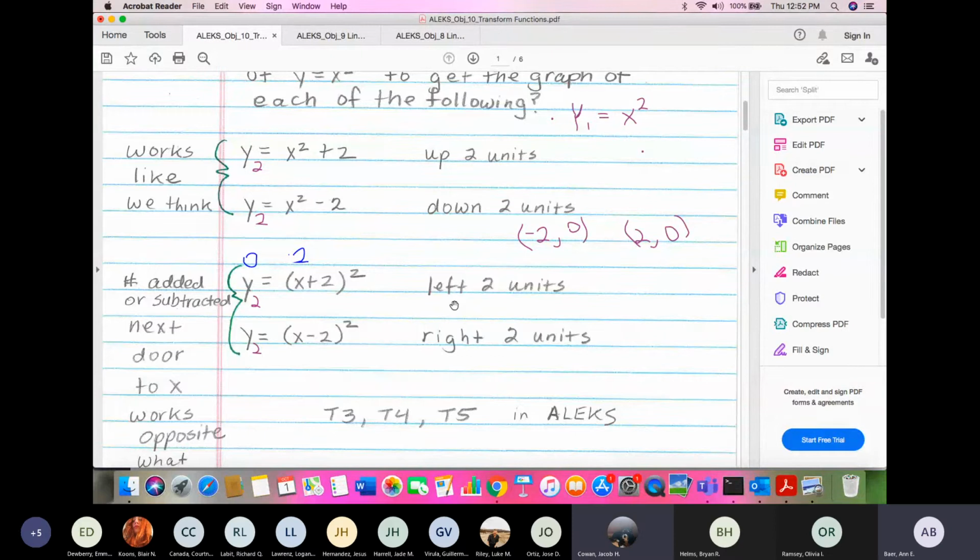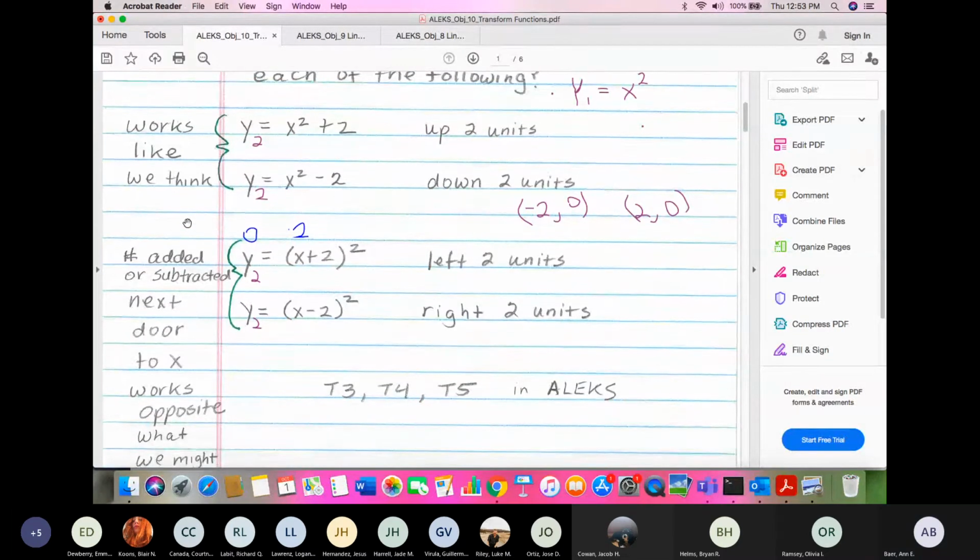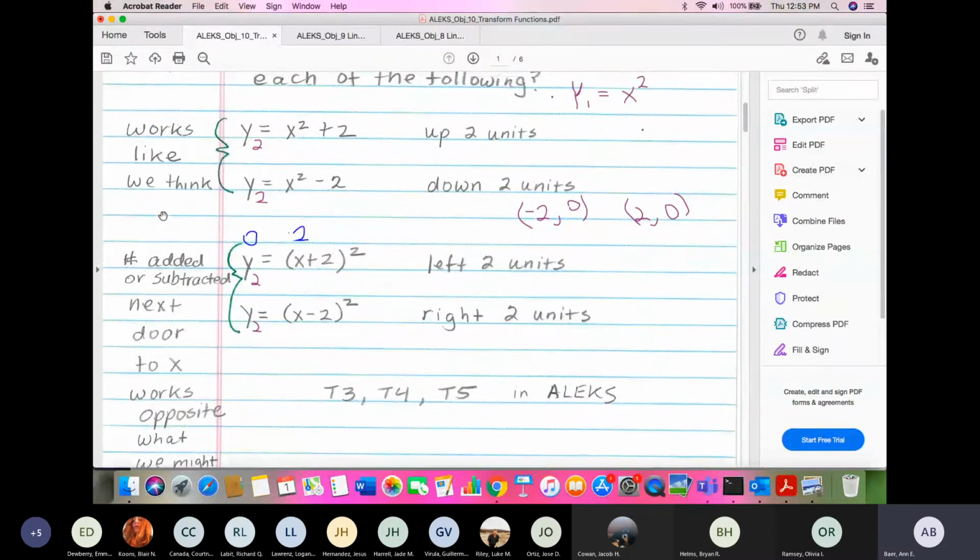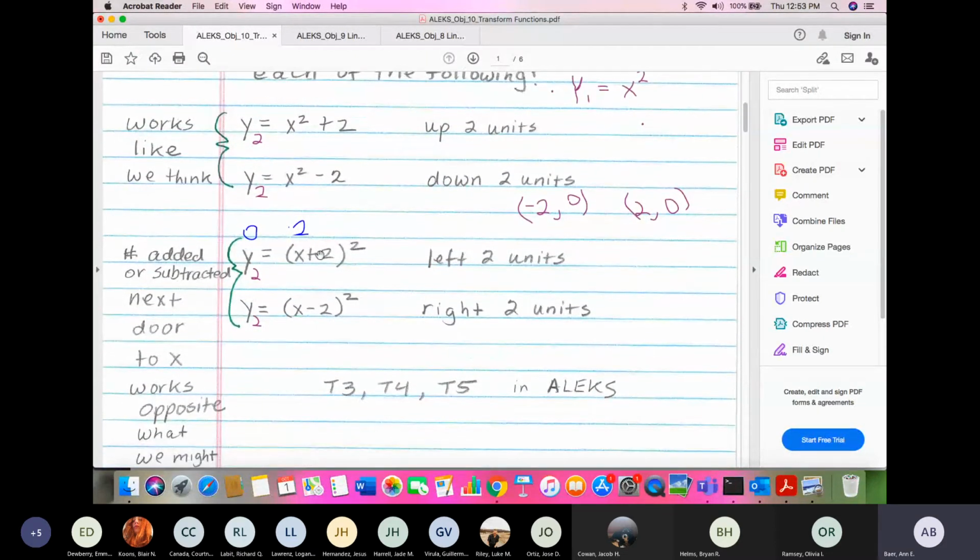Oh, yes, it does. That's a great question. These guys up here work like you would think. If you're adding a number, you expect to go up. If you're subtracting a number, you expect to go down. These guys down here work opposite of what we would think. So that's why I've got over here, works like we think. And over here, let me point this out. I call this plus 2 here. That 2 is being added right next door to the X here.